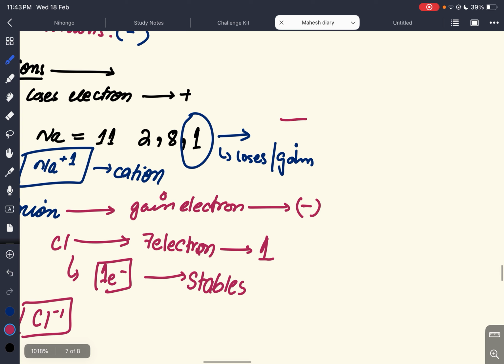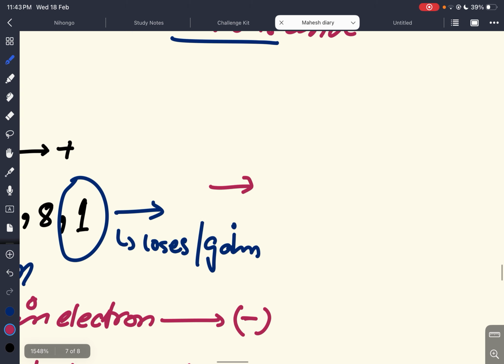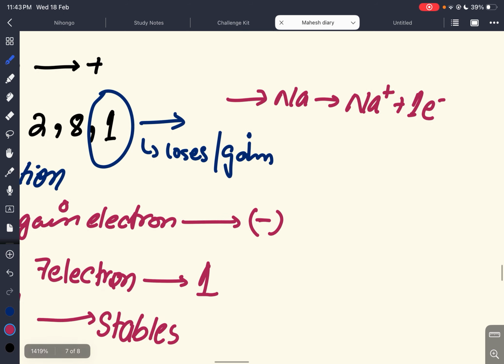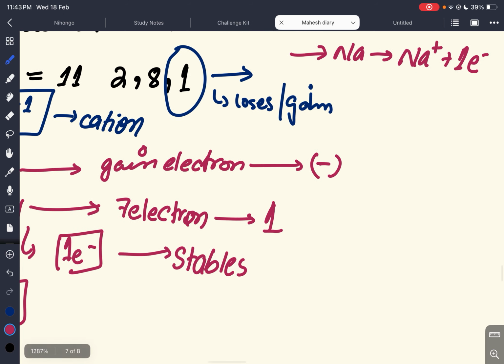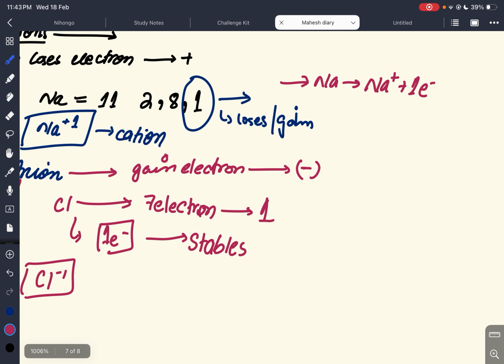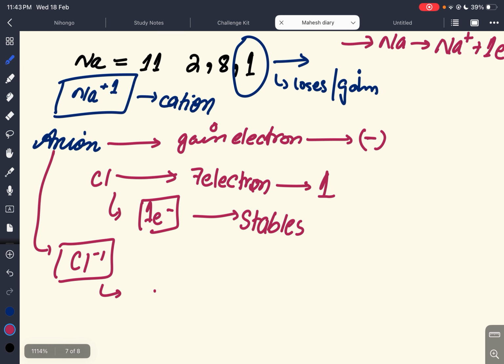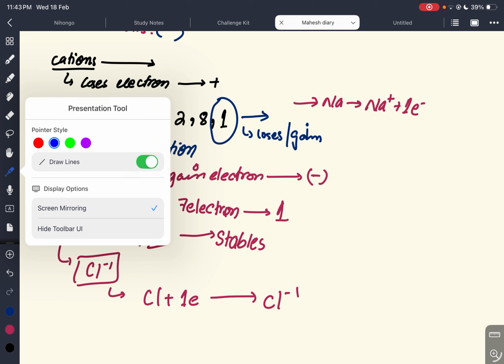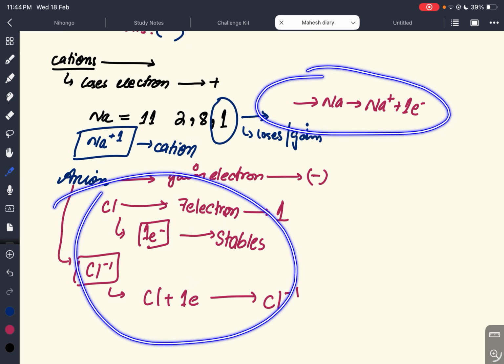There's a way to write cations and anions. For example, this equation will be written Na becomes Na plus 1, plus 1 electron lost, which means the simple sodium, when it loses 1 electron, gets a positive charge. And for chlorine, chlorine plus 1 electron equals chlorine minus 1, which means chlorine, when it gets 1 electron, becomes chlorine minus 1 because it gained the electron, and here it loses the electron. So there's an exact difference in both of these places.